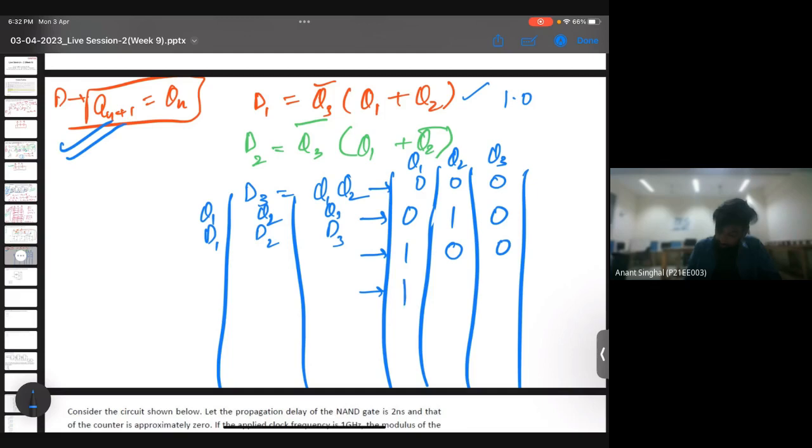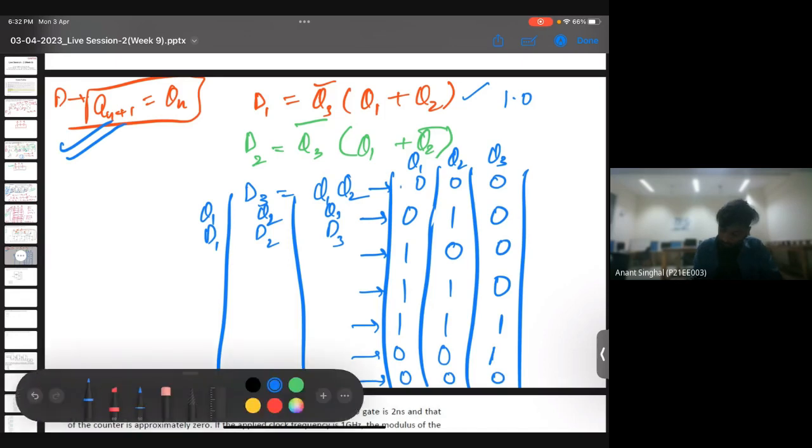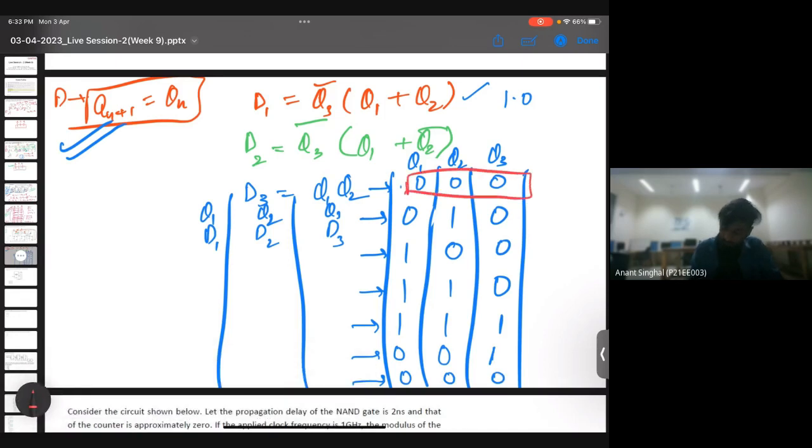So this will be 1, this will again be 1, and Q1 Q2 will again be 0. Now again 0, it will be 1, it will be 1, Q1 Q2 will make it 1, and now Q3 bar, so it will be 0, it will also be 0, and it will be 1. Then in the next state it will be 0, it will be 0, and Q1 Q2 0. So we have reached back to the initial state, from 0 0 0 to 0 0 0.